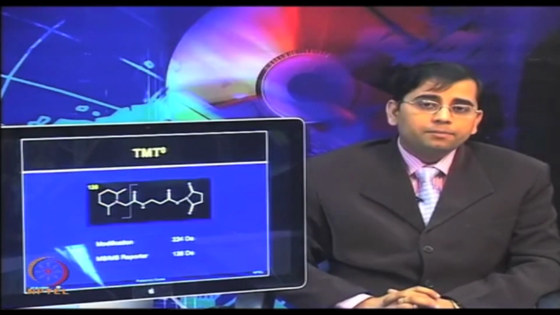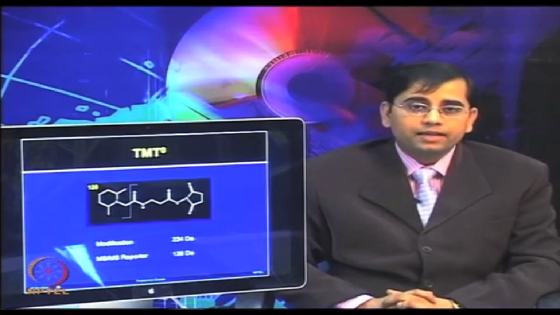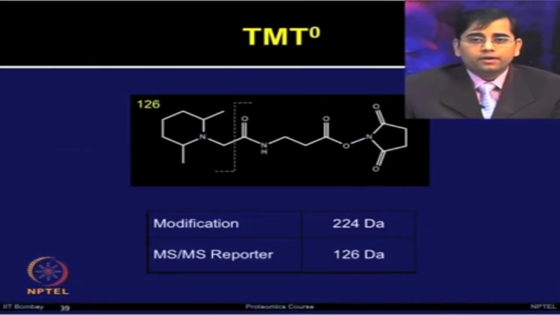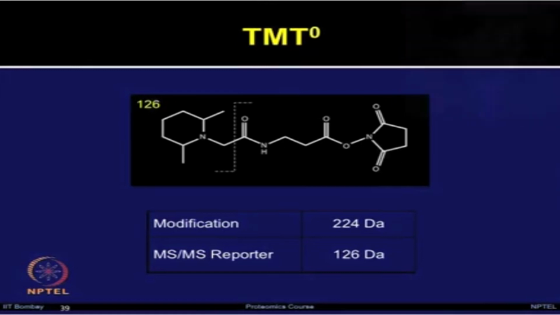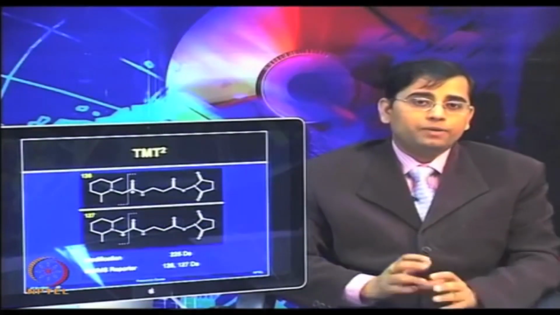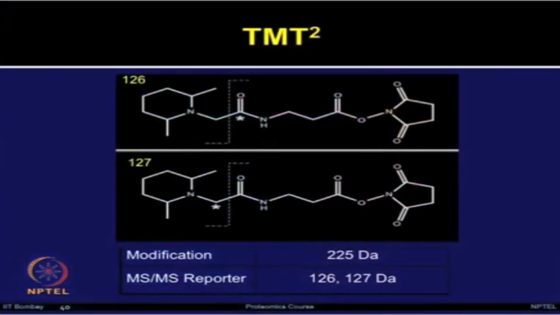Let us look at the TMT 0 label structure in more detail. The TMT 0 tag is used for testing and optimization of sample preparation, labeling, fractionation and MS fragmentation for peptide identification and reporter detection. The modification is 224 Daltons and the MS/MS reporter ion is 126 Daltons. Now, let us look at TMT duplex. The TMT duplex reagent allows for the comparison of two samples. 126 and 127 are the two different MS/MS reporter ions available, and the modification is 225 Daltons.